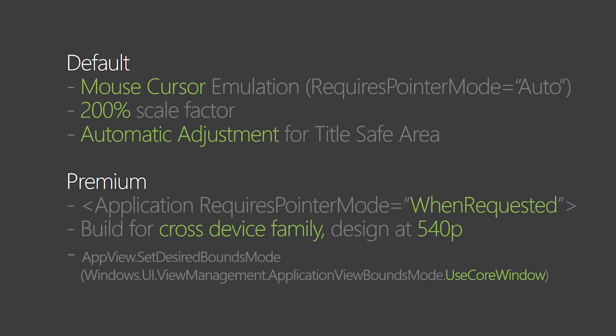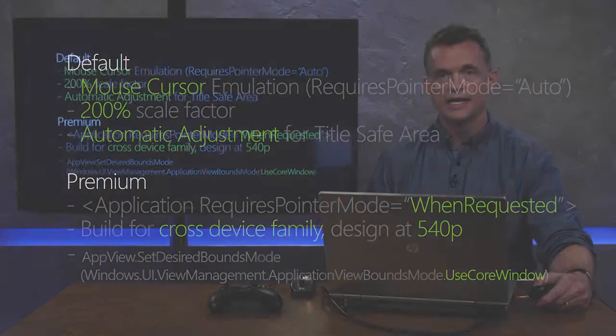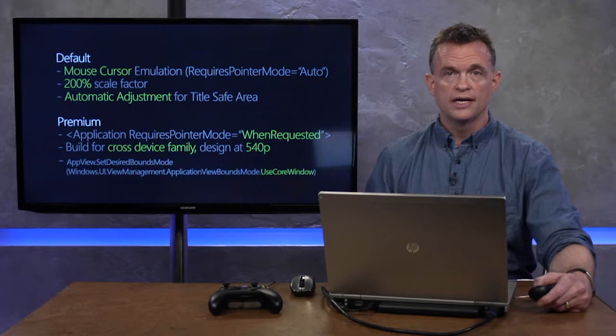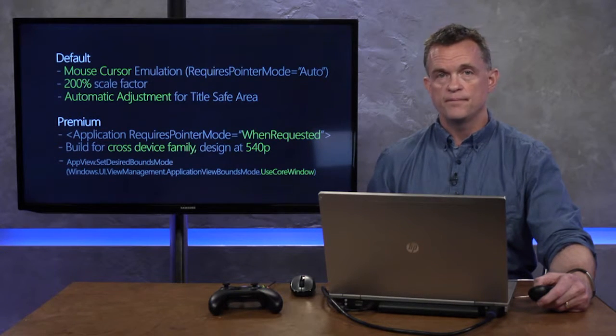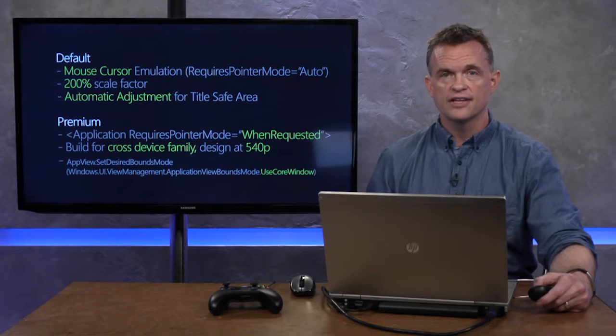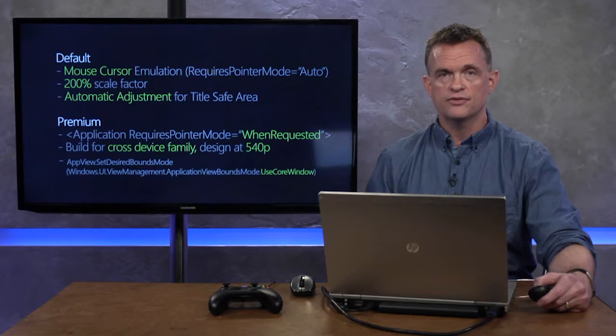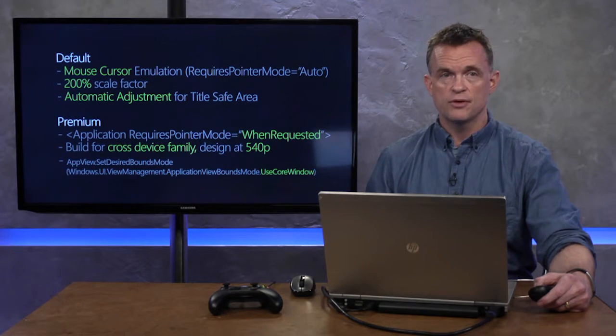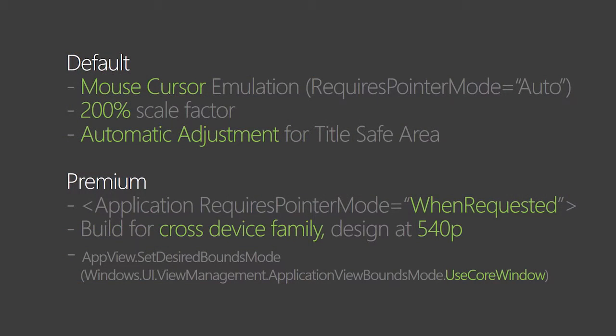And so for the first bullet there under premium, you can set the require pointer mode to when requested. What that suggests is that you can optionally enable pointer mode when you are building your application. You can set it to application requires pointer mode when requested, and then for, say, the map control, it may be better to use the mouse emulation mode. So within the XAML around the map control, you can add the commands for re-enabling the mouse pointer when the map is in focus.